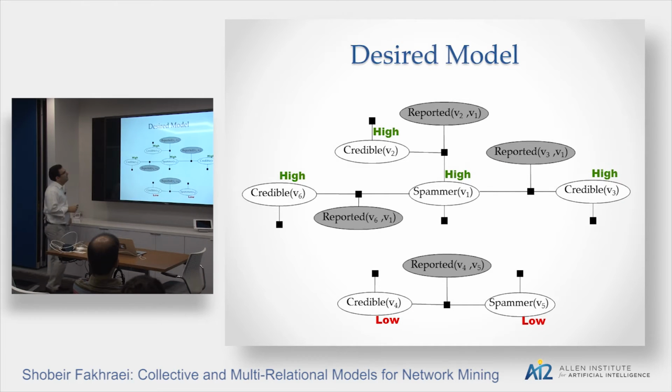So this is a desired model, and this is a little hand-wavy maybe, but what we want is the interdependency between these variables, and if there are 3 people reporting that, the spammer score is high, and the credibilities are all high. If there's only one, the spammer score is low, and the credibility is low as well.